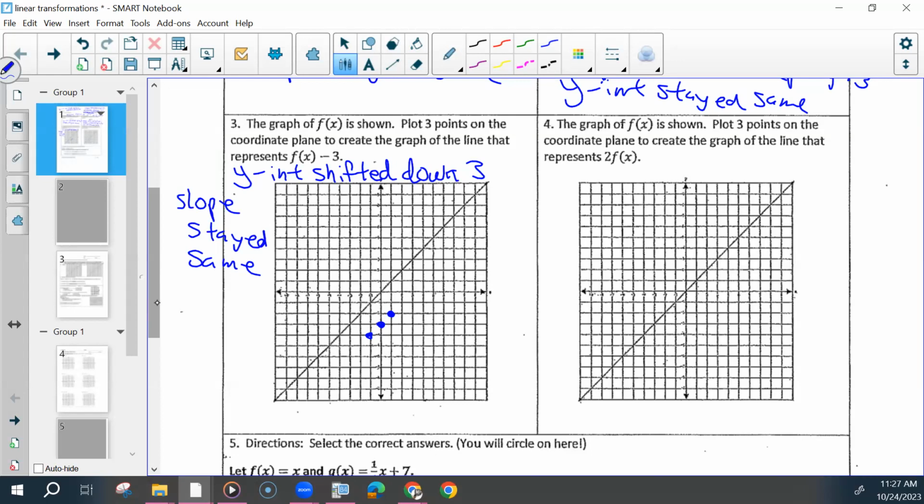Questions on number 3? Okay, what is happening in number 4? Okay, the slope is increasing by 2. Okay, so instead of the word increasing, use our transformation words. It's steeper by 2, or you can say it's 2 times as steep, either or.